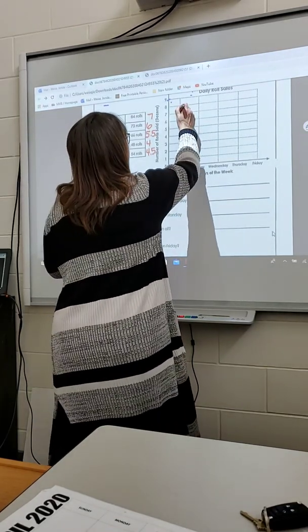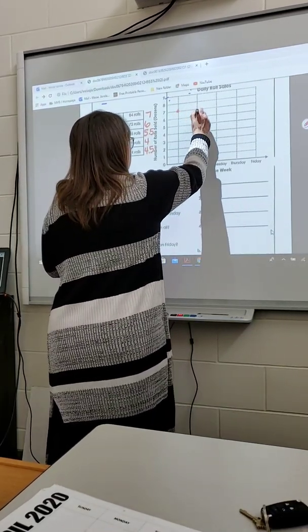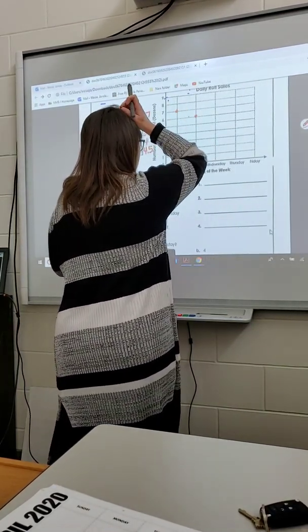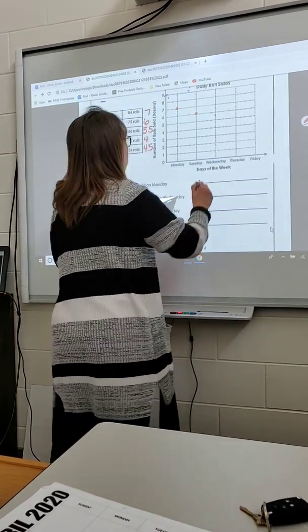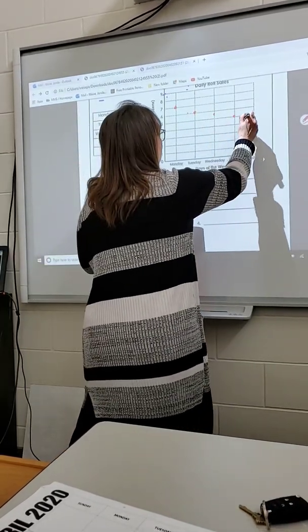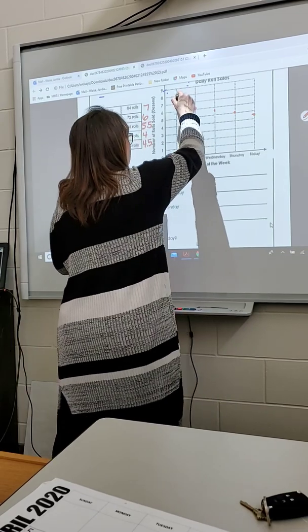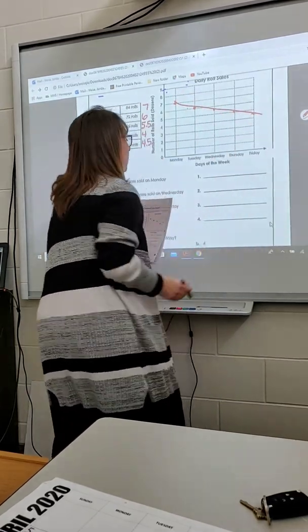We would have 7, 6, 5.5, so it'd be right in the middle, 4, and 4.5. And we'd see our graph kind of go down.